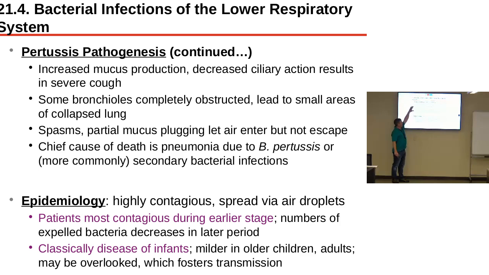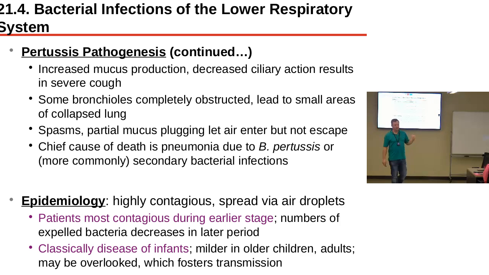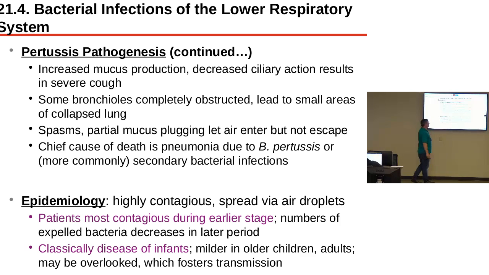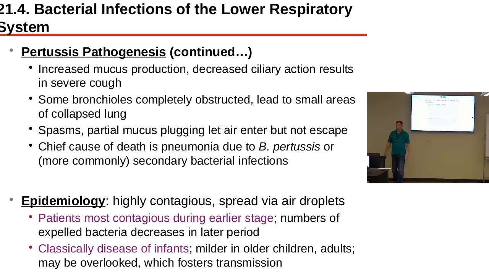Sometimes it gets so bad that we actually get collapsed lung situations. Again, think about the fact that most people that get whooping cough are infants, right? If you get it as an adult, it's a pretty minor disease. In infants, it's an extraordinarily fatal disease, can be. And so dealing with infants with collapsed lungs, and all these other problems, are very, very difficult. Spasms, partial mucus plugging lets air in but doesn't allow it to escape.